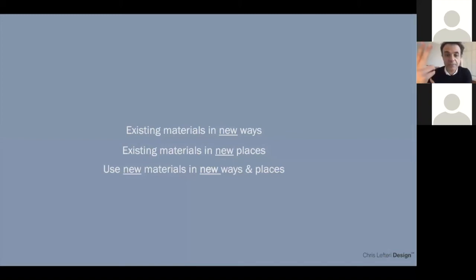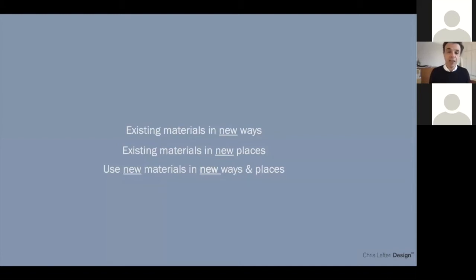So the first rule is to say, you can take a material and use it in a new way, which means I'm going to use a different manufacturing process to create something new. And I'll give you an example of that later. Or you can take existing materials and use them in a new place, which means to recontextualize, take a material from sports and put it into a car, or materials from medical and put it into electronics, or materials from interiors and put them into another context.